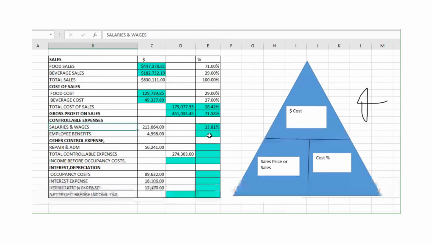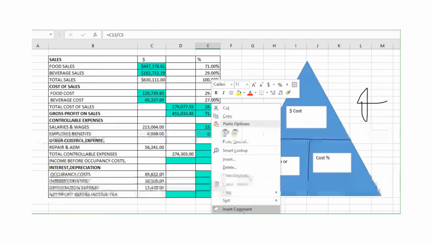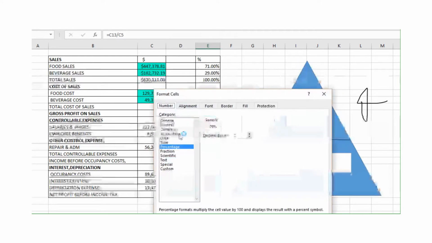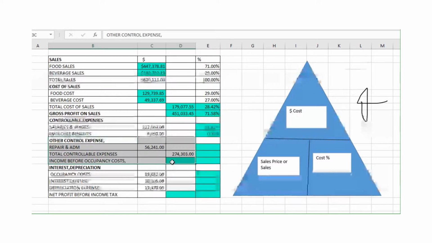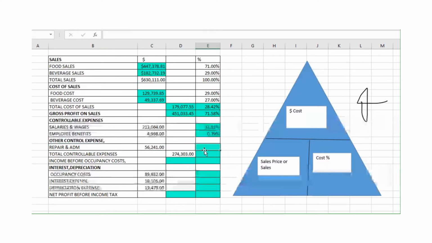Okay. Next, we have our employee benefits. Again, as a percentage, we just take the dollar cost and divide it by the sales. It looks funny, so I'm just going to quickly format the cell. It is in percentage. What is doing that? Never mind, I'm going to leave it like that. Okay, now moving on to other controllable expenses. We want to calculate the percentage of sales that is our repair and administration. So we take the dollar cost and divide it by sales.